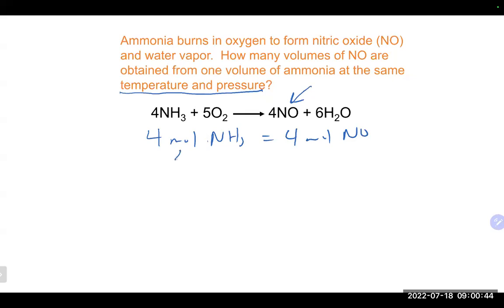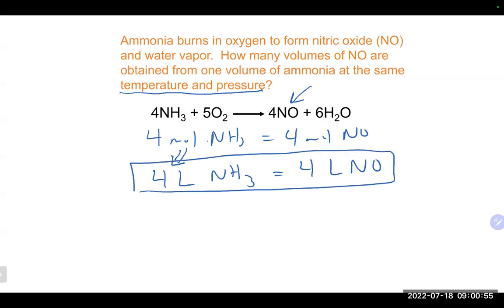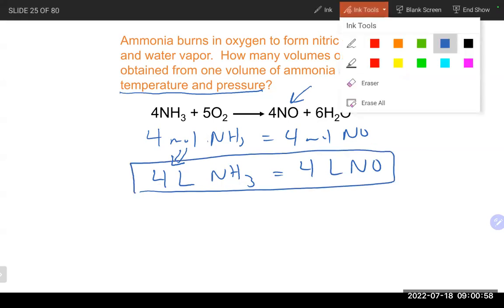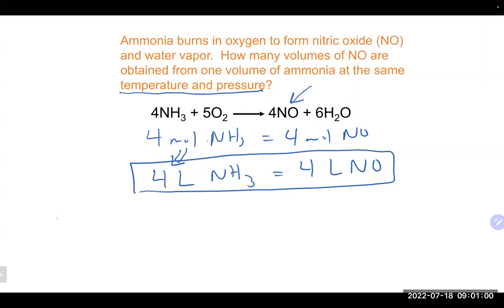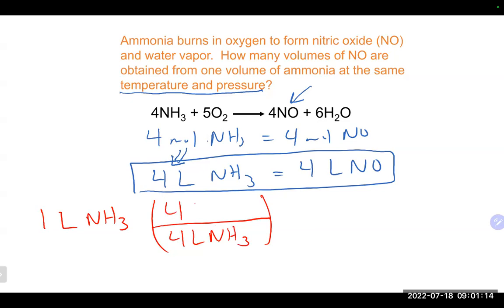So the nice relationship we could have is that 4 liters of NH3 is equal to 4 liters of NO. Now, this relationship, which comes from Avogadro's law, we could use to help us answer this question, because they basically asked us if we started with 1 volume, or 1 liter, of NH3. We then could do a stoichiometry calculation with liters: from the equation, there's 4 liters of NH3 for 4 liters of NO. The liters of NH3 would cancel out, and that would give us 1 liter of NO produced in this case.